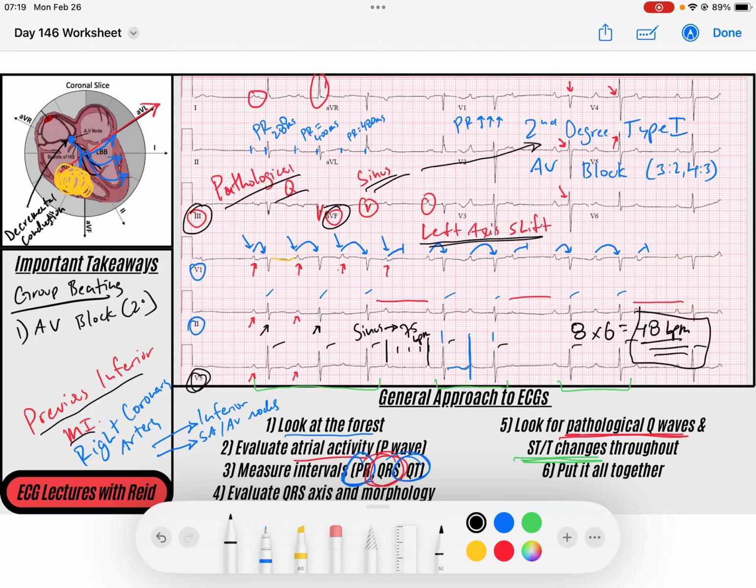So I hope this helps you understand the physiology and some of the anatomy associated with this rhythm. It's pretty cool. And if you have any questions about it, feel free to message, comment, and chat. Hopefully I can answer your questions and get you better at ECGs.